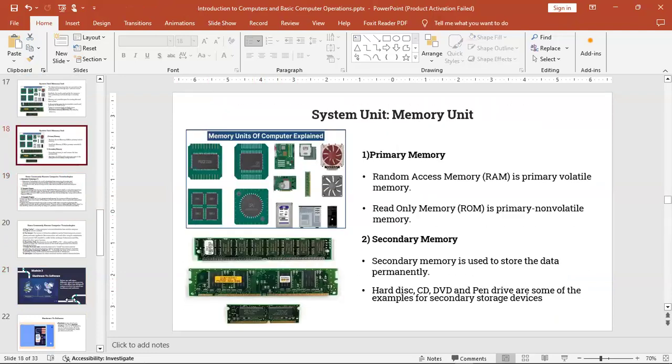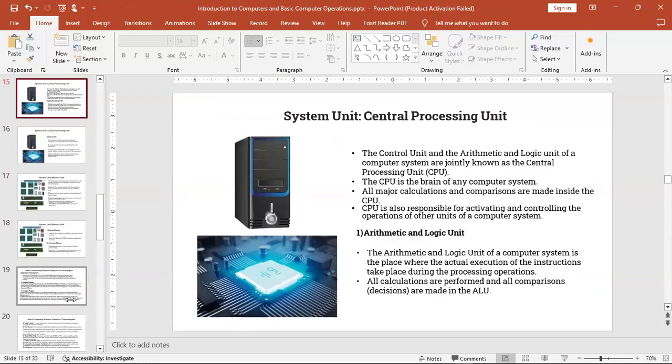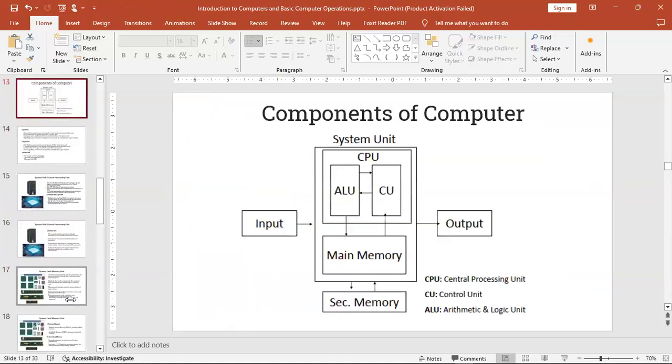Okay, so that was it about computer components. In the next class we'll talk about the input devices, like the mouse and the keyboard, in more depth. We'll also talk about some output devices, like the monitor and the speaker, in more detail.